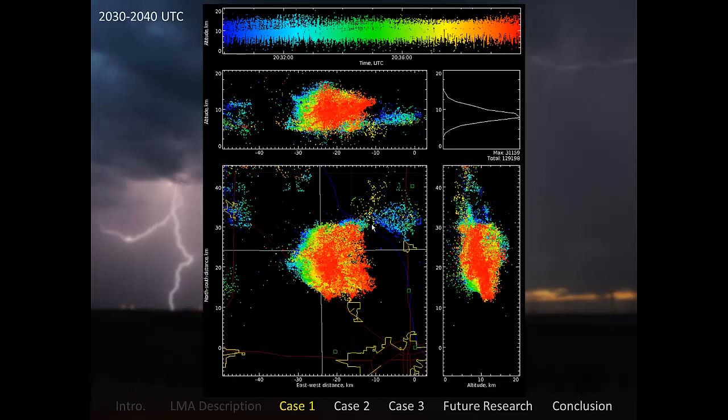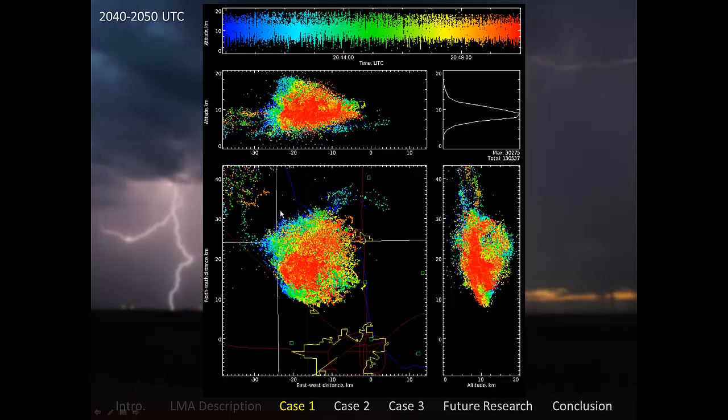As we jump forward another 10 minutes, 2030 to 2040 UTC, two things to notice. The first one is that pretty much all the sources from the northern storm have disappeared. These were at the very beginning of the time frame. We see some maybe about 5 to 7 minutes inside this time window, but by far the majority of the sources are with the southern storm now. And you also notice there's a pretty good cluster here, which corresponds to where the main updraft location was located.